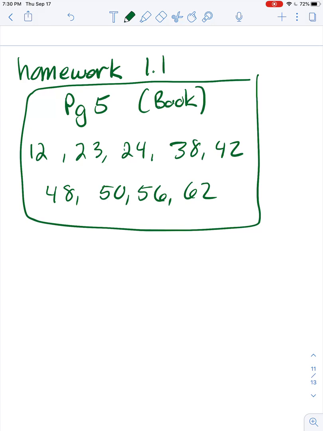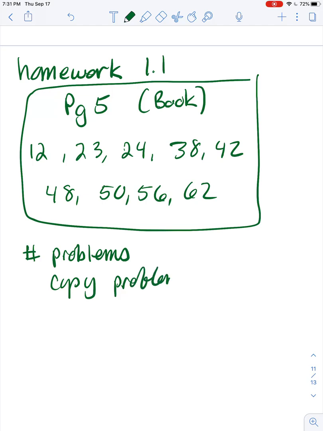Now, here's what you want to do. You want to number them. So you want to number the problems. Then you're going to copy the problem. Don't have to copy a word problem, but copy the basic problem. And then be kind of neat and organized. And then box in the answer. Because here's what's going to happen.